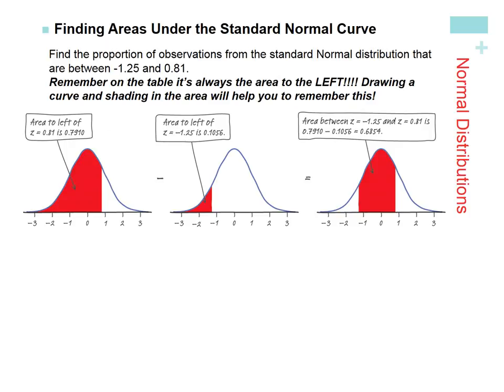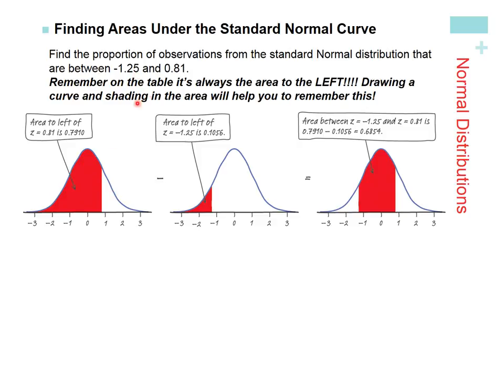Now I'd like you to take a look at the standard normal curve. We're going to find the proportion of observations from the standard normal distribution that are between -1.25 and 0.81. Remember, when you're using the table, it's always talking about the area to the left. Drawing a curve and shading in the area will help you remember this. So we're looking for the proportion of observations between -1.25 and 0.81.